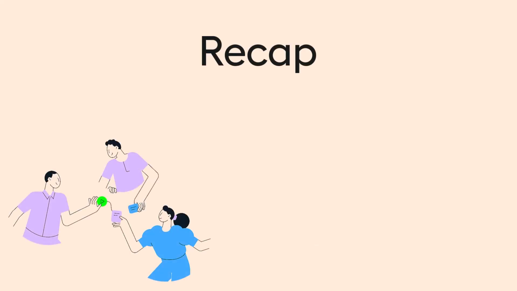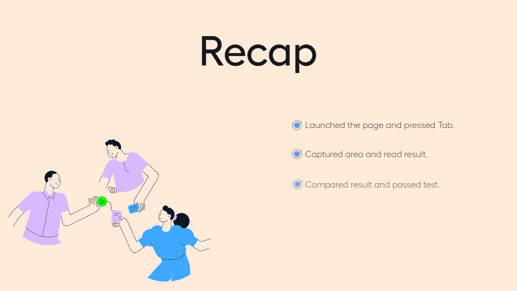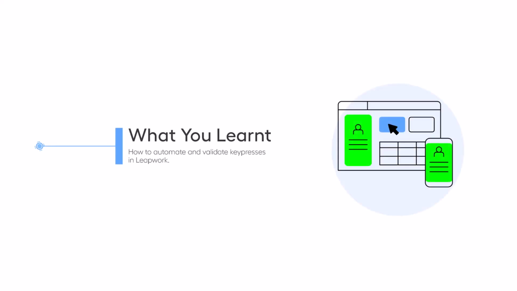Now, let's quickly recap the flow we followed to build this key presses automation scenario. We open the web page, used the type web text block to send the tab key, captured the result area, and used get web text to read the output. We then compared the result and confirmed success with a pass block. What you learned: now you know how simple it is to automate and validate key presses in Leapwork by sending special keys through the type web text block.